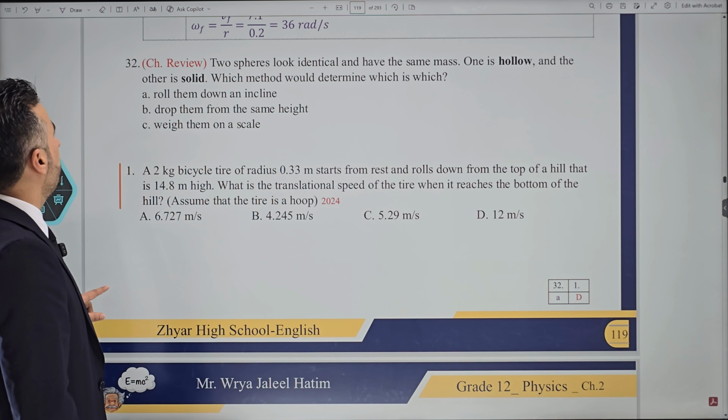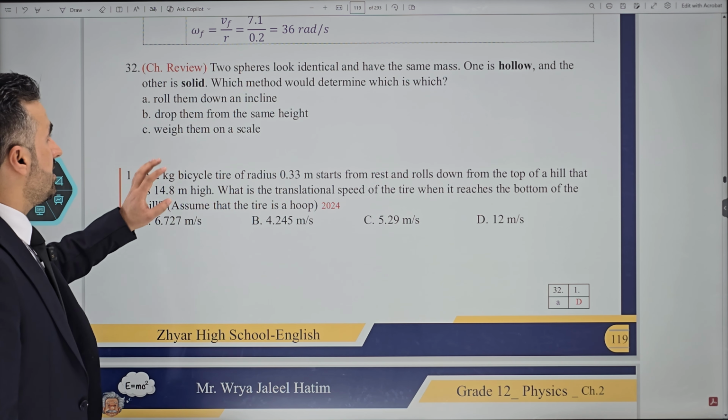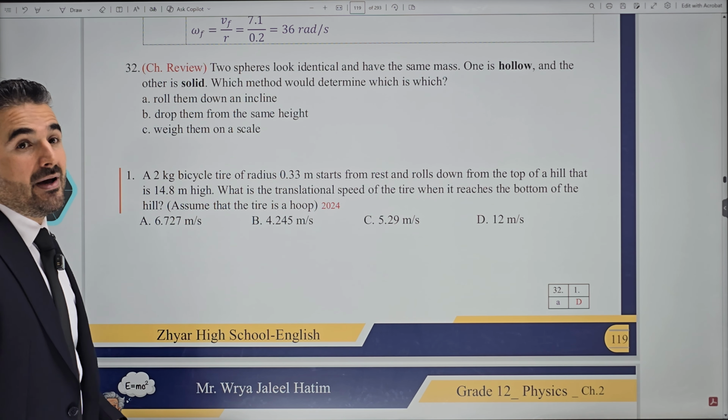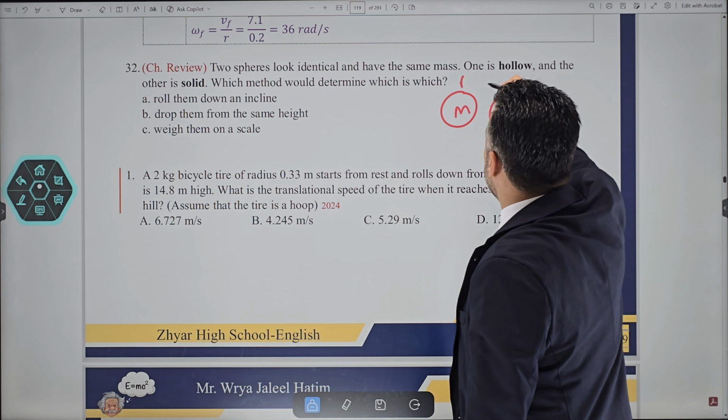This question is 2, which is also very interesting. It says 2 spheres look identical and have the same mass. This question is also Benunuzari as well, by the way. So there are 2 spheres. They look identical, they look the same. They have the same mass and the same radius. Clearly, if they look identical, they have the same radius and the same mass as well.